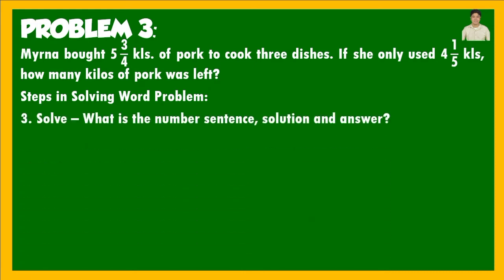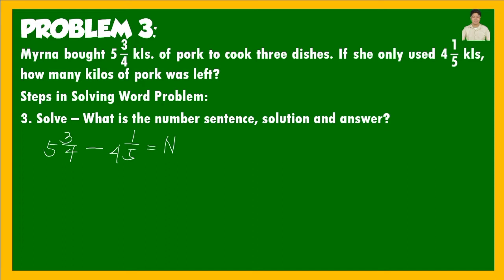So for the third step, we have to solve. So before solving, we have to write the number sentence. So mahalaga kasing number sentence. So number sentence natin is 5 and 3/4 minus 4 and 1/5 is equal to n. So yung n dito is yung natira. Okay. So pwede na tayo ngayon mag-subtract.